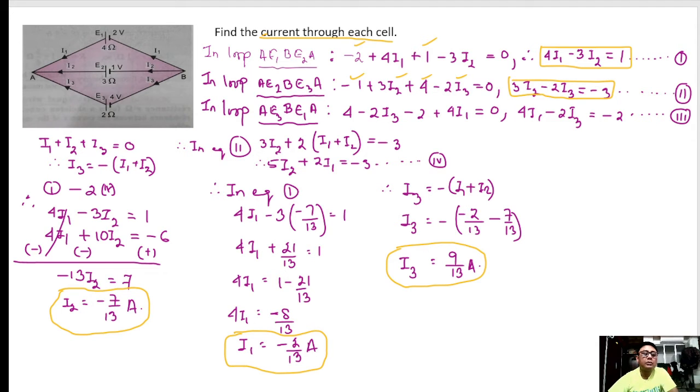Okay. So 2 loops we have already taken. Now A, E3, A, E3, B, E1. So we are choosing this loop. We will be choosing this loop like this, and we will start from here.